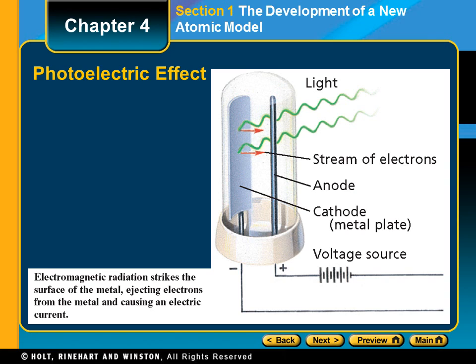So that's connected to the photoelectric effect. Electromagnetic radiation strikes the surface of the metal, ejecting electrons from the metal and causing an electric current. You can see this here where you have a voltage source, a cathode and an anode, and when that energy is hitting that metal source, you get this release of electrons, or this stream of electrons.